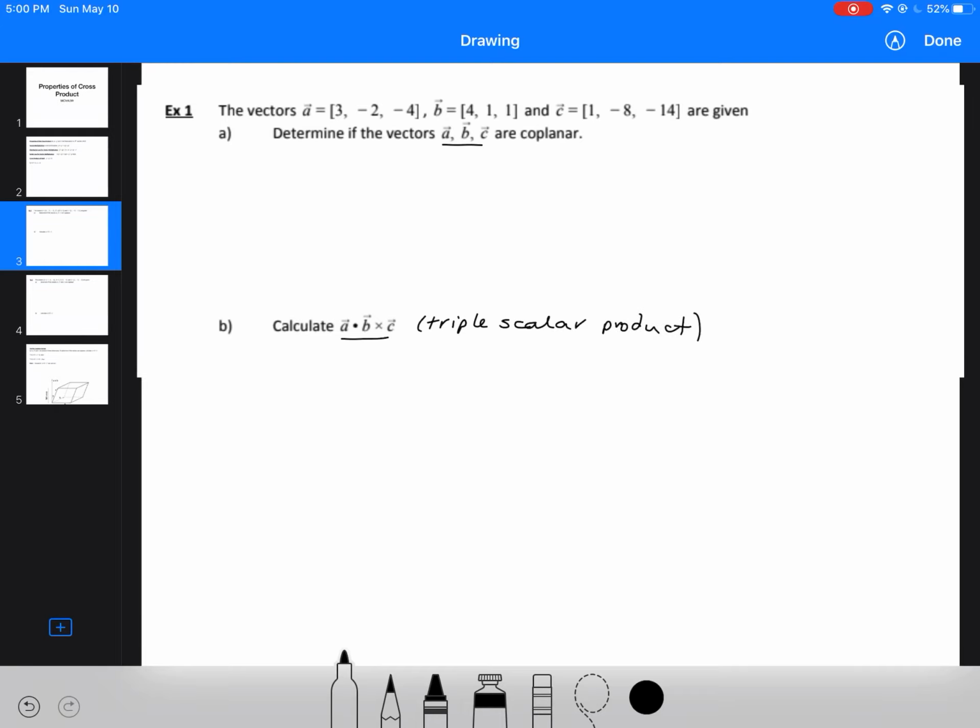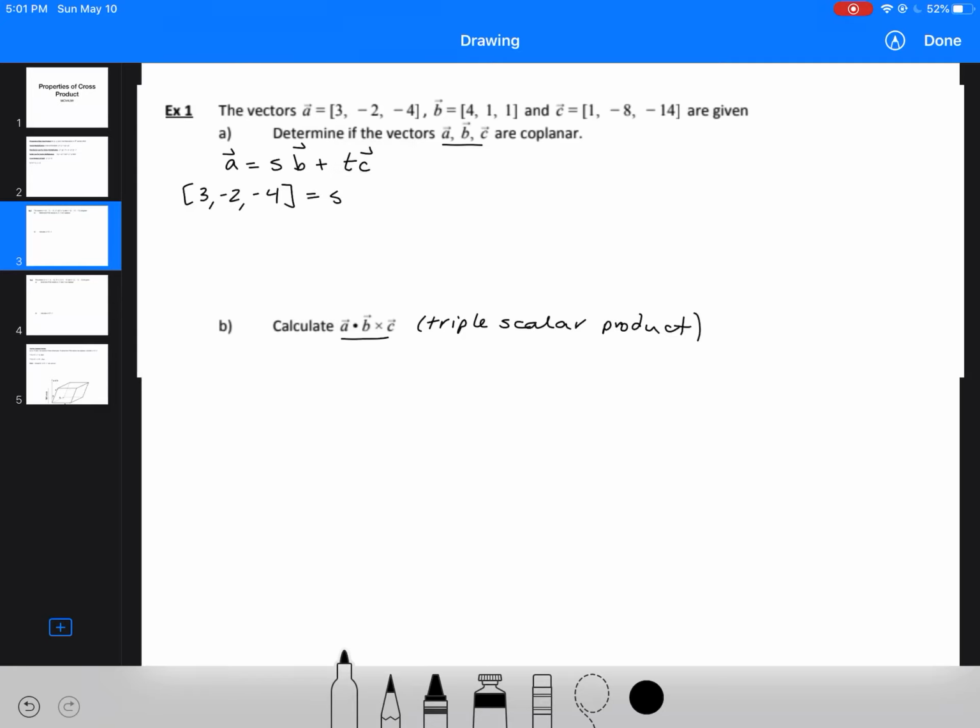So in order to determine if the vectors are coplanar, if they are, that would mean that we could write A, B, and C as scalar multiples or a combination of the other two vectors. Okay. So what we're going to do is set up our relationship here, and then we're going to plug in our values.